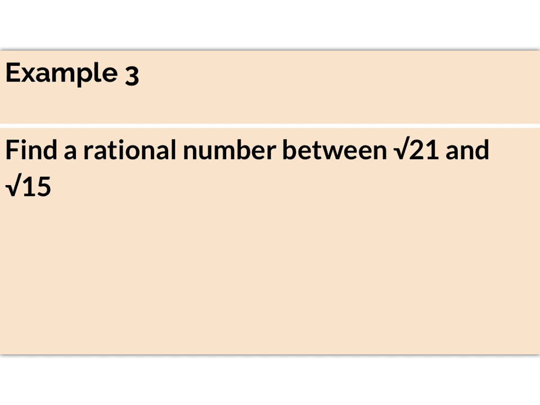All right, let's look at our third example. Find a rational number between the square root of 15 and the square root of 21. So let's think of our perfect squares. 16. After 15 comes 16. Are there two numbers that are the same that multiply to 16? So let's think. 16 divided by 8 is 2. 16 divided by 4 is 4. So 4 times 4 is 16. So the square root of 16 gives us 4, which is a rational number.